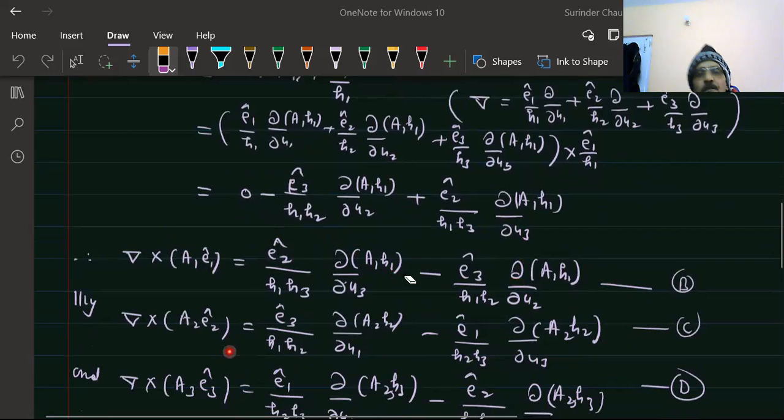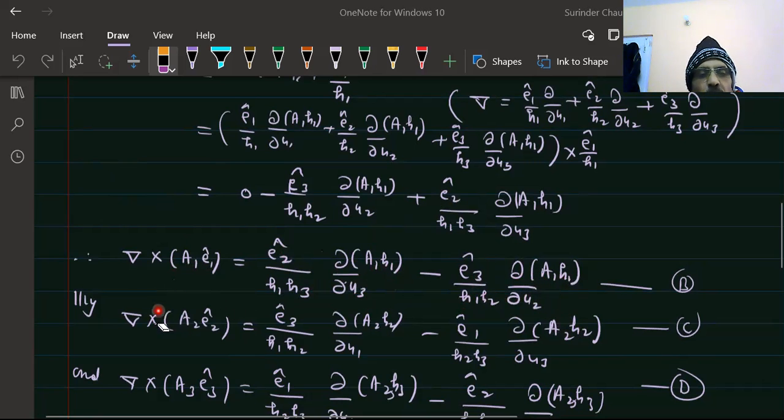Similarly, we can write that del cross a1 e1 comes out to be e2 vector upon h1 h3 partial of a1 h1 with respect to u3 minus e3 vector upon h1 h2 partial of a1 h1 with respect to u2.